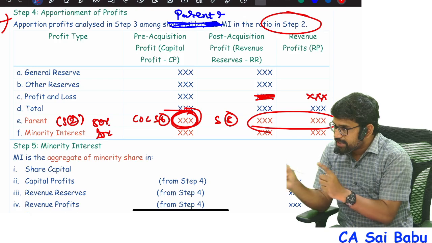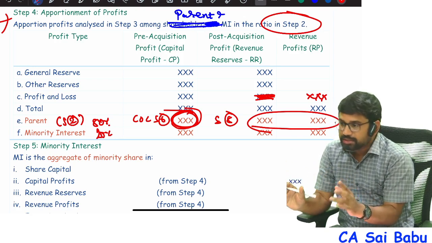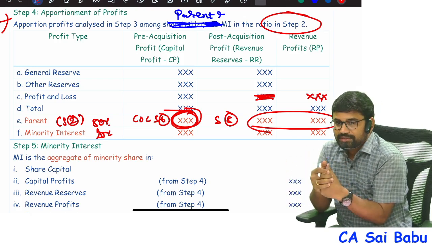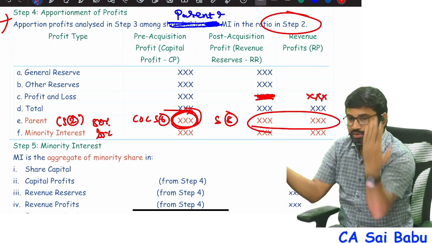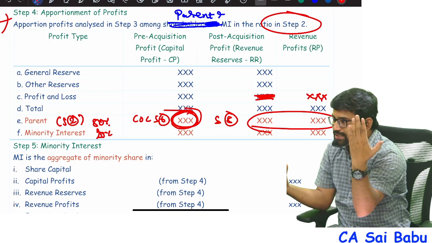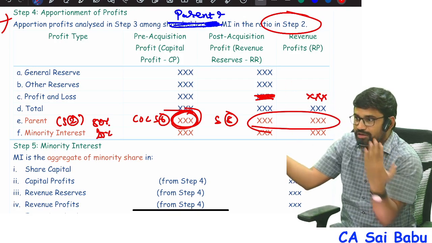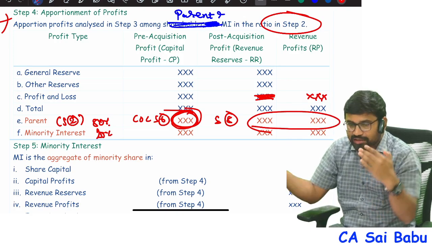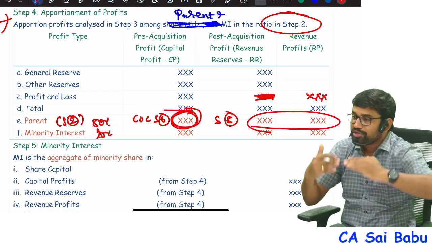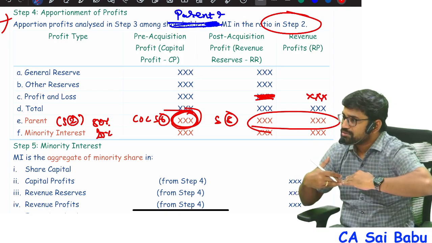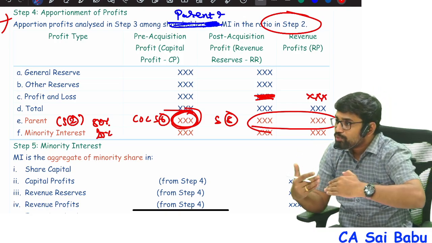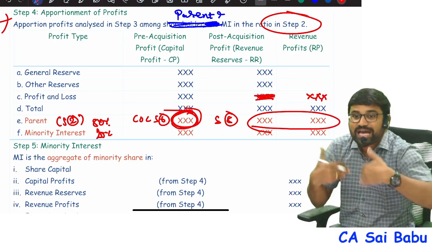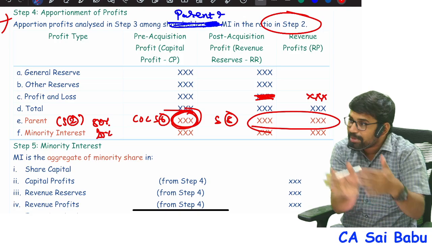Analysis of the subsidiary company reserves. Correct? How are you going to analyze? Pre, post. Pre-acquisition profits are always capital. Post-acquisition profit is revenue profit, or revenue reserve. Once you have analyzed, then you need to apportion. Apportion between whom? Shareholders of the subsidiary. Who are the shareholders? Parent and minority interest.